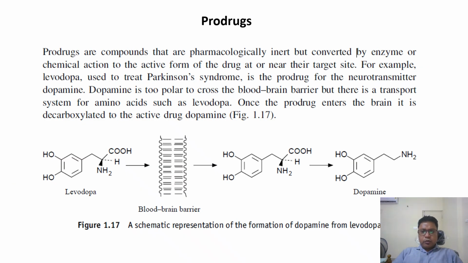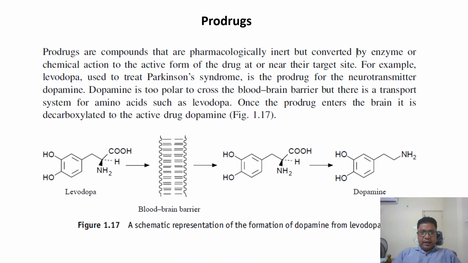So now let us talk about what is a prodrug. A prodrug is a molecule that is basically inactive, but when it enters our body and passes the blood-brain barrier, some chemical changes take place and it becomes an active drug. So let us see the definition. Prodrugs are compounds that are pharmacologically inert but converted by enzyme or chemical action to the active form of the drug at or near their target site.